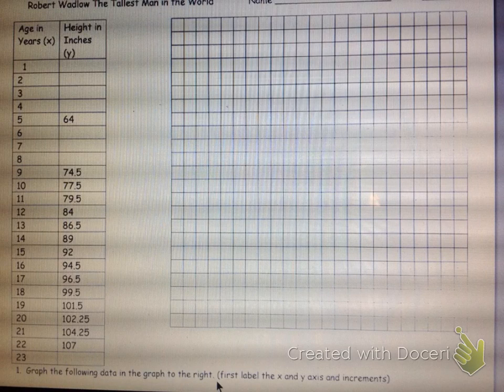Alright, I guess this Robert Wadlow is one tall dude. So now we got to graph this data. Here's how we do it. We're going to put age right here in years. Poor guy only lived to be 23, so we're going to go all the way to, actually, 22. He only lived to 22.